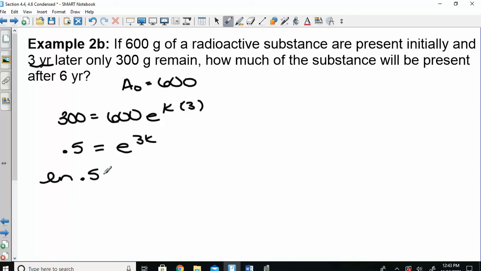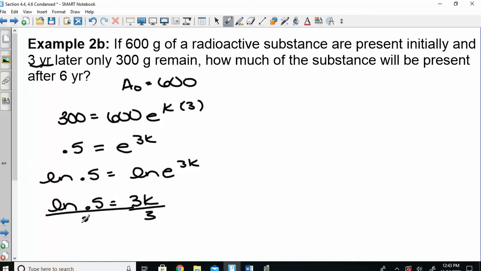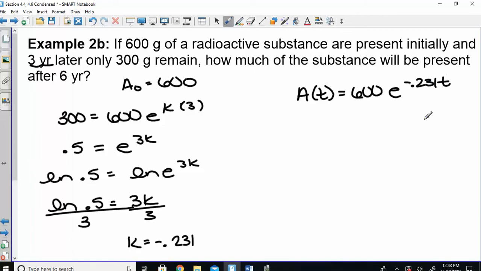Add our natural log. A natural log and an e would cancel. So divide by 3. And so your k is a negative 0.2310. Did you guys get that part? So now we know our actual formula is 600 e to the negative 0.231 t.